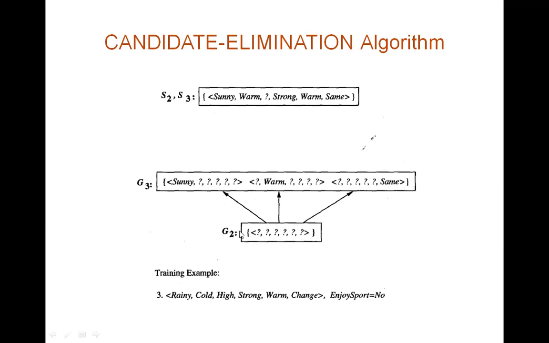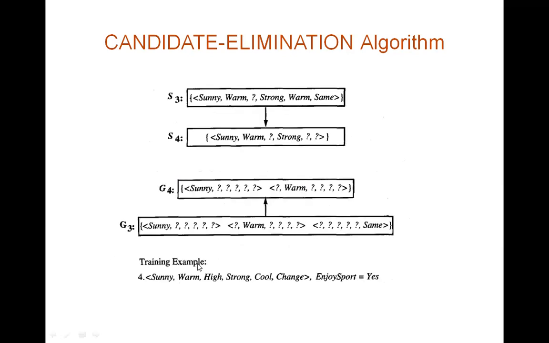Okay. G2 has changed to G3. And we got three hypotheses. These three hypotheses together, they will say that enjoy sport is false. Now, with S3 and G3, we have a set of hypotheses. If you compare them to the training examples, they will classify them as true as well as false, as expected.